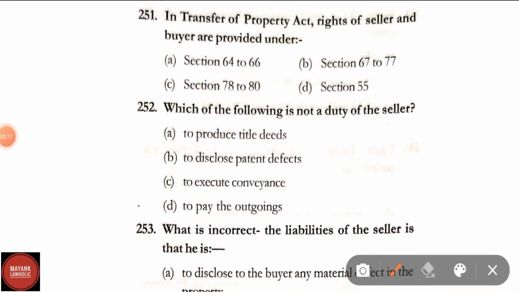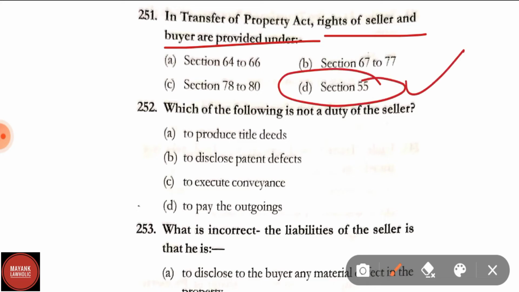Question number 251. In Transfer of Property Act, rights of seller and buyer are provided in. Options are section 64 to 66, section 67 to 77, section 78 to 80, section 55. Correct answer is option D, that is section 55.